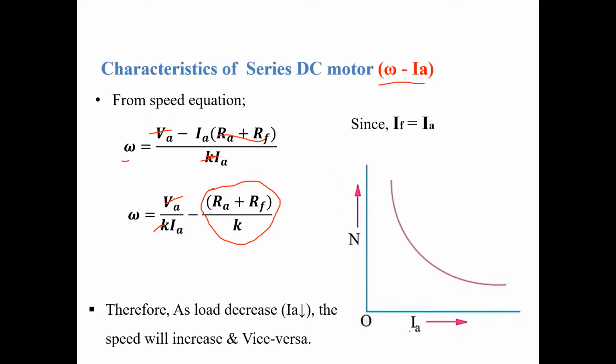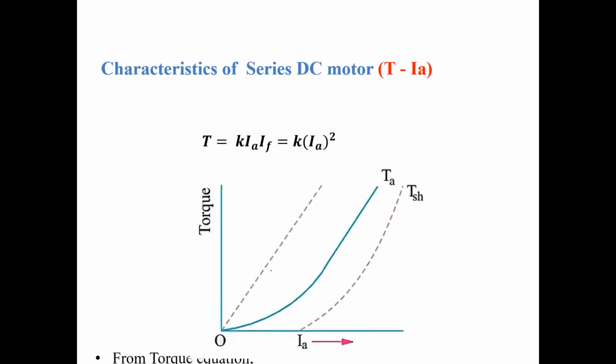So as you can see here also, at starting the IA is very high, so the speed is infinity. So it's very dangerous to start a DC series motor without load. And the second part is the torque versus armature current.